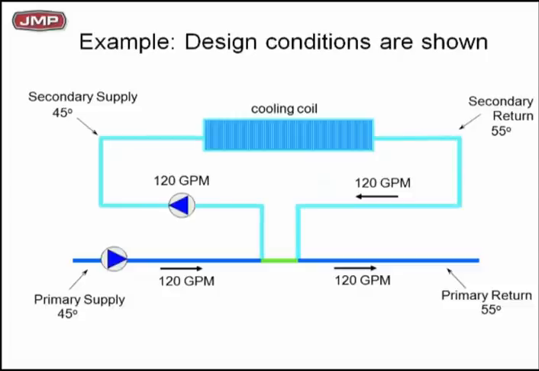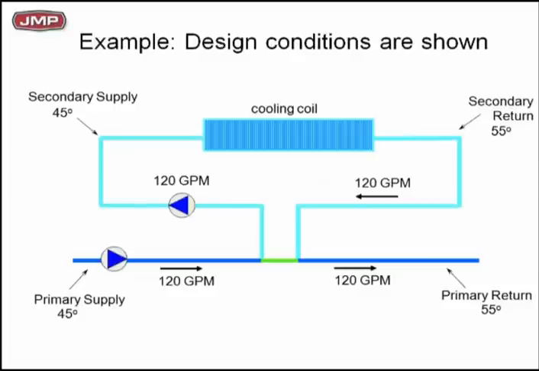So here we go. I've got a primary supply of 45 degrees at 120 GPM. If I take it to my first T, good old T law, if I take 120 GPM out, that leaves no flow in the green common pipe. And the 120 GPM going to my cooling coil is at what water temperature? 45 degrees. If I've got a full load, I'll come out at 55 degrees.